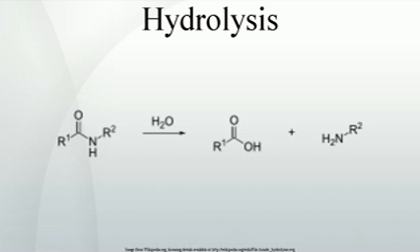Upon hydrolysis, an amide converts into a carboxylic acid and an amine or ammonia. The carboxylic acid has a hydroxyl group derived from a water molecule, and the amine, or ammonia, gains the hydrogen ion. The hydrolysis of peptides gives amino acids.